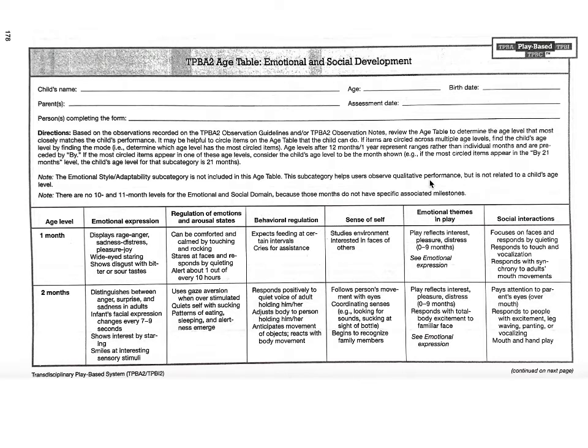month shown. If the most circled items appear in the "by 21 months" level, the child's age level for that subcategory is 21 months. And you see the notes: the emotional style adaptability subcategory is not included in this age table. This subcategory helps users observe qualitative performance but is not related to the child's level. Second note, there are no 10 and 11 month levels for the emotional and social domain because those months do not have specific associated milestones.